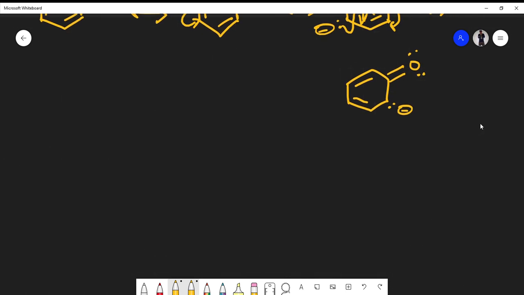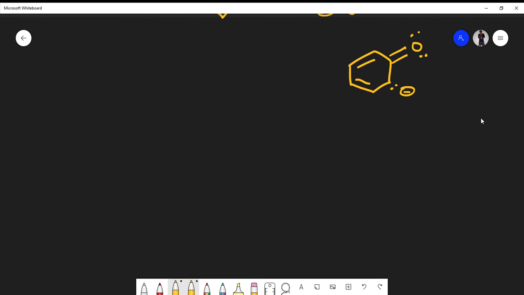How about this one? Pause the video and try to do this one. How would you draw a resonance structure of this molecule? Now remember, we said that negative charges are electron sources, so that's usually where you're going to start moving your electrons from. However, we do not have any negative charges here. We do not have any double bonds, right?